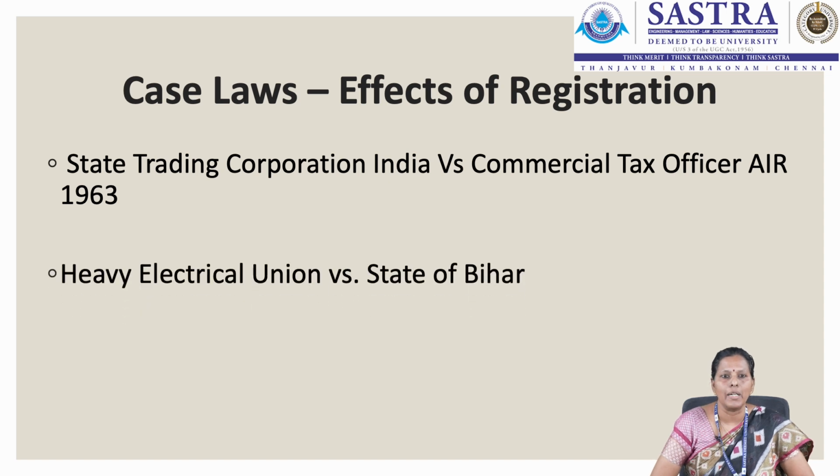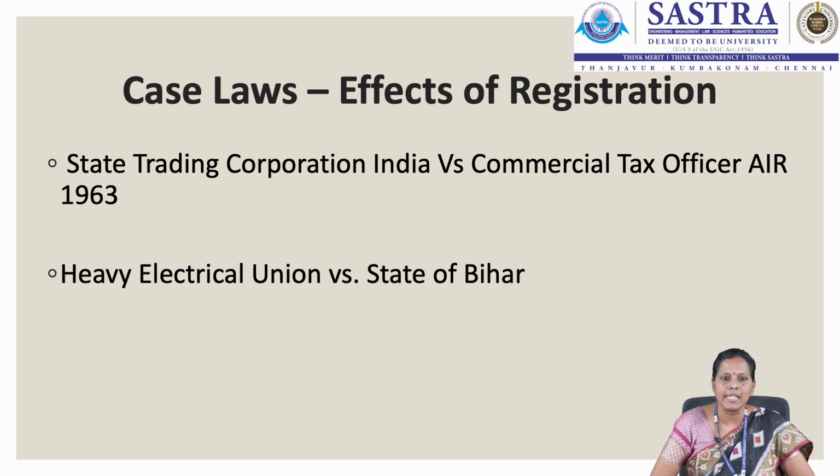In the case of Heavy Electricals Union versus State of Bihar, the judgment was that though this company is run by the central government, it doesn't mean that it can be considered the agent of the central government. Though it is a government company, still the company is distinct from its members, and it has a separate legal identity like any other private and public limited companies.